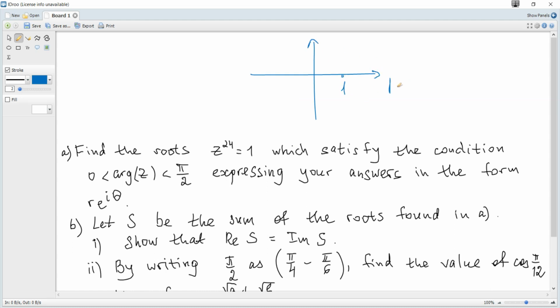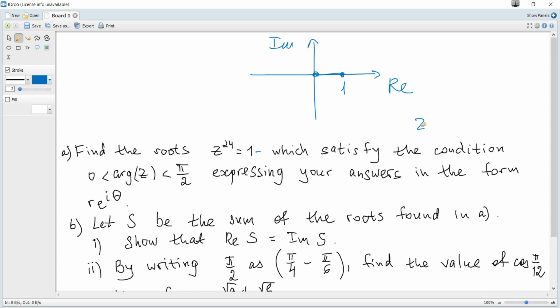One is here on the Argand diagram. And what is modulus? Modulus is the distance from the origin, or you may just apply a formula, square root of x squared plus y squared, where 1 is just 1 plus 0i. And the angle is 0 because the starting point for angles is here. So 1 is just 1 multiplied by e to the power i 0.